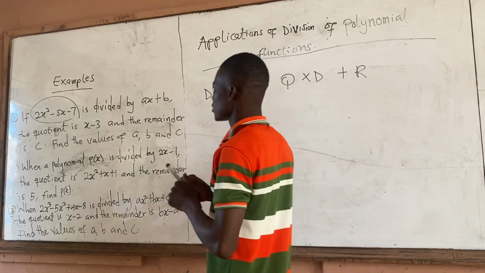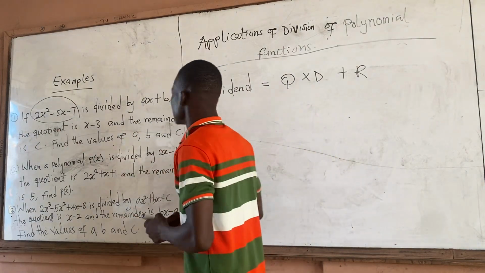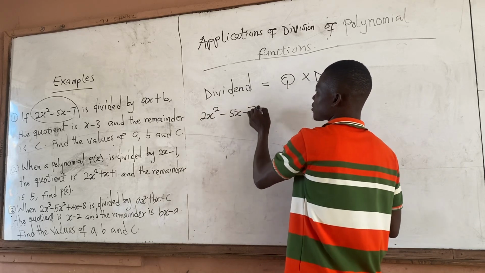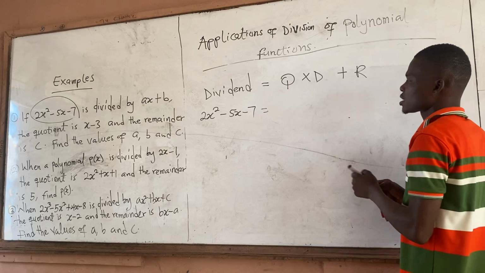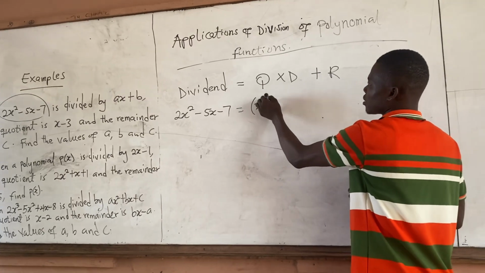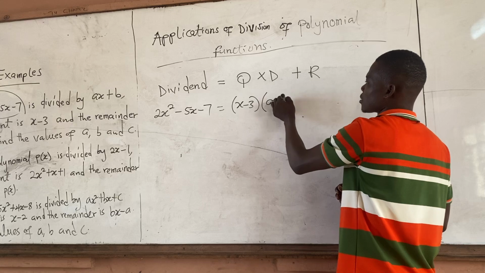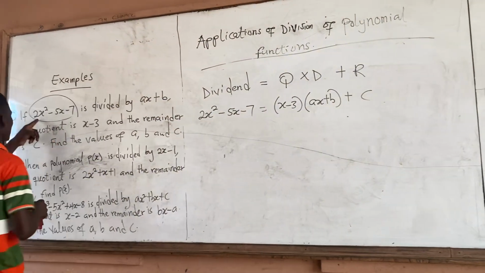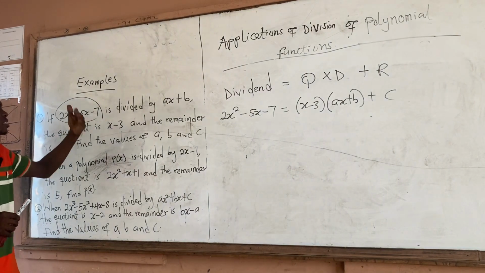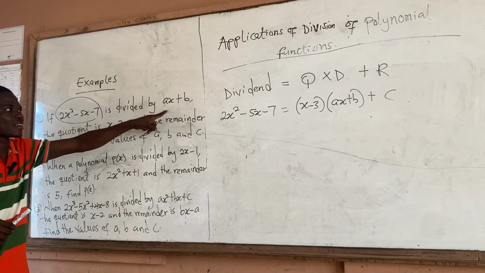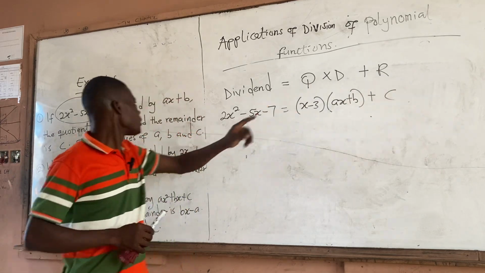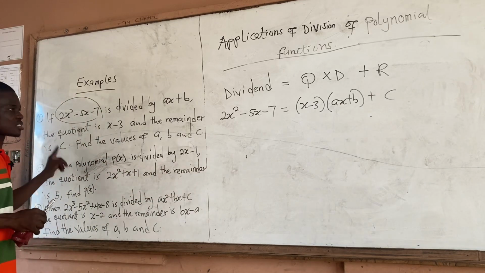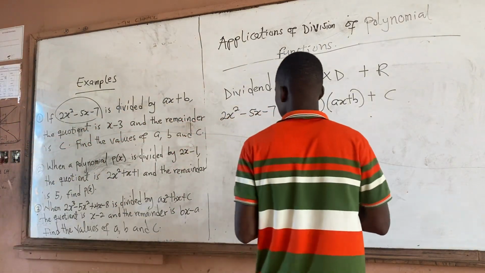So when we read the question, our dividend is 2x squared minus 5x minus 7, equal to our quotient. The quotient is x minus 3, and the divisor is ax plus b. The remainder is c. So that's: if 2x squared minus 5x minus 7 is divided by this, meaning this is the divisor, ax plus b, the quotient is x minus 3, and the remainder is c.